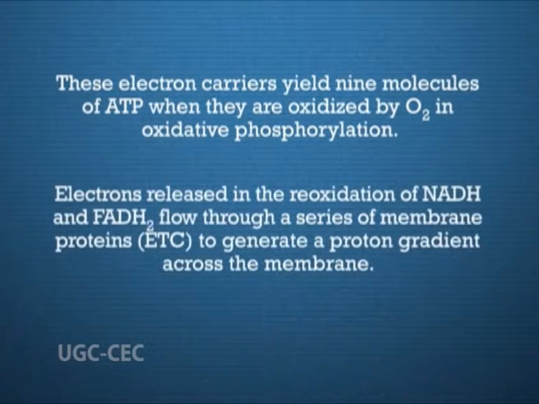Electrons released in the reoxidation of NADH and FADH2 flow through a series of membrane proteins, which are referred to as the electron transport chain, to generate a proton gradient across the membrane. These protons then flow through ATP synthase to generate ATP from ADP and inorganic phosphate.